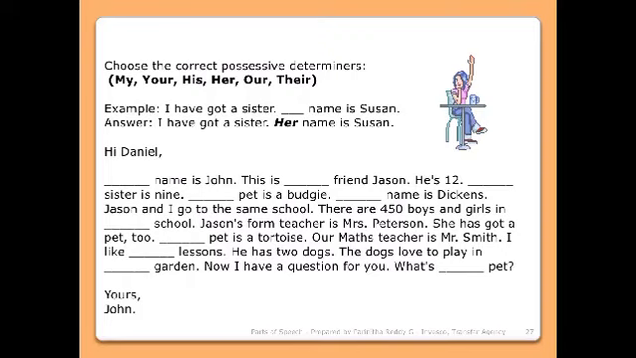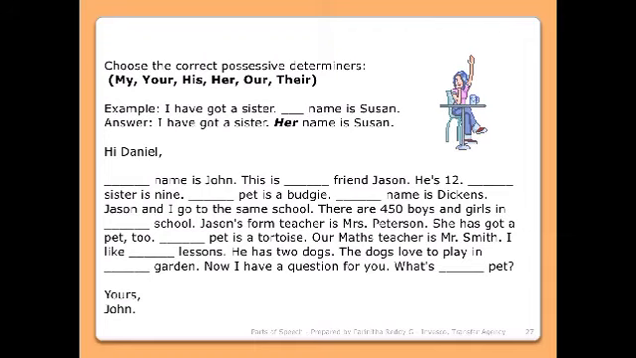Anyways, there are a further couple of examples over there. Choose the correct possessive determiners like my, your, his, her. Example: I've got a sister. Her name is Susan. Hi Daniel. My name is John. This is my friend Jason. He is 12. His sister is 9. His pet is a bird, and his name is Dhillon.